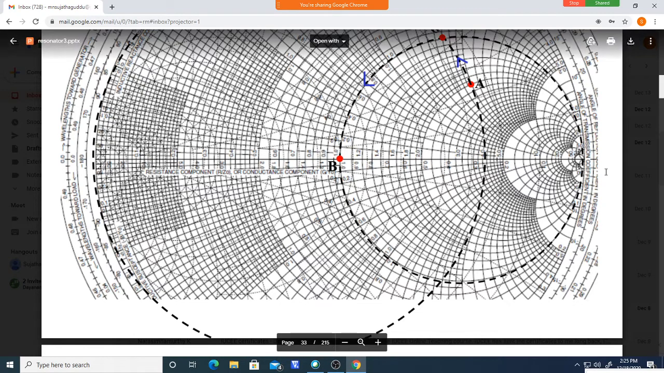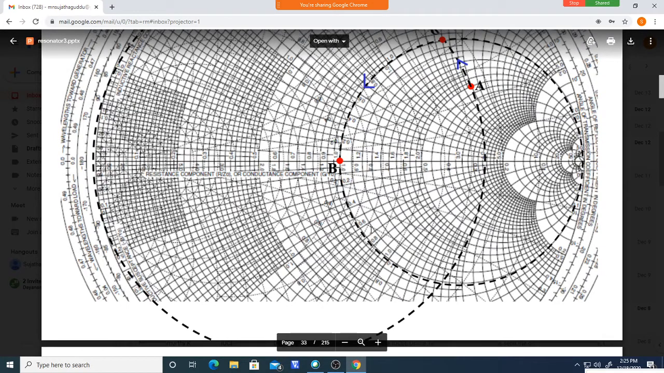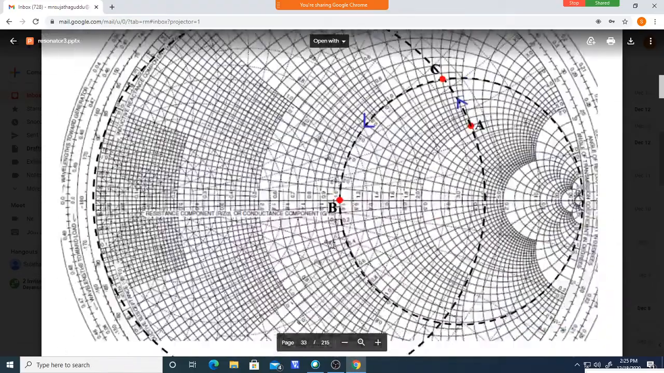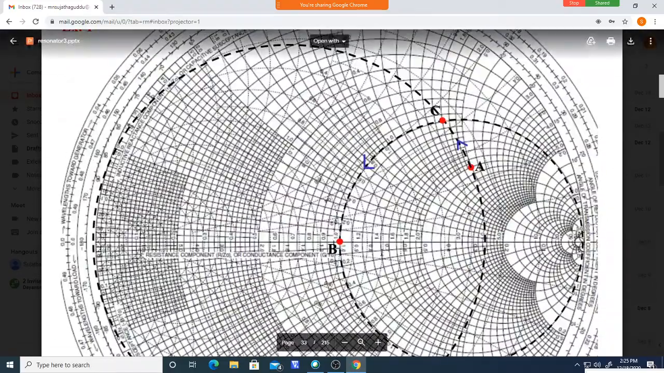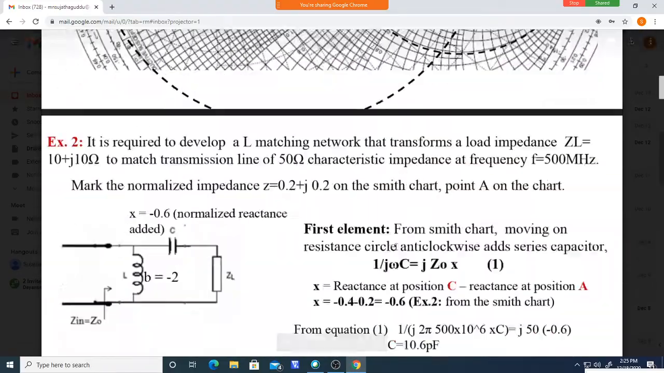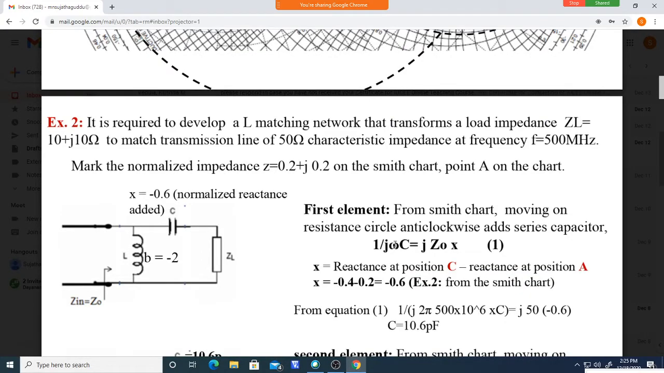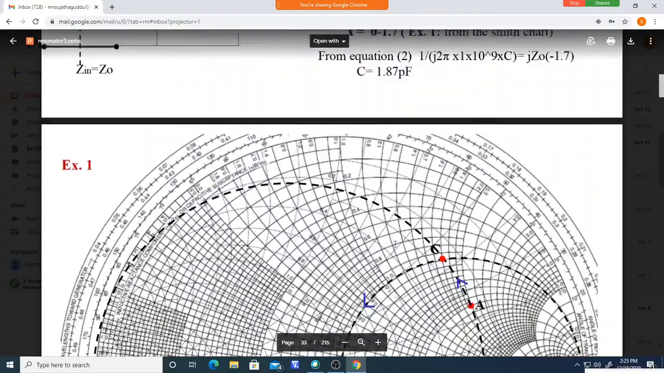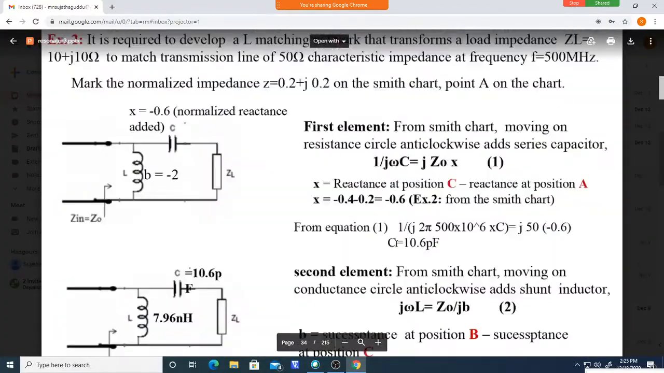So that solution is a shunt capacitor and a series inductor. You may get a capacitor here and an inductor here. That also may become a solution. Okay, so that way you can do the impedance matching. For any impedance that is given, you can do it like this.